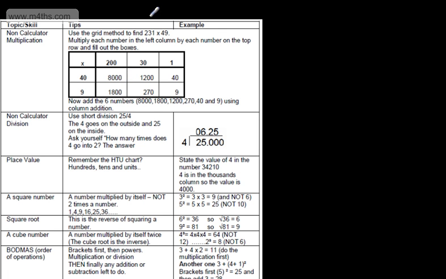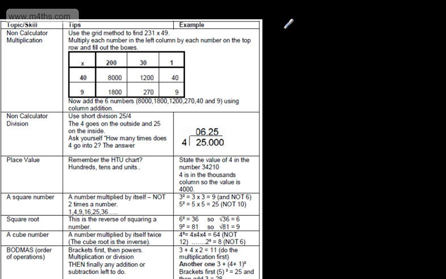So here we're asked to multiply 231 by 49. I've simply split 230 and 1. So we've got the hundreds, the tens and the units. I've got now the tens and the units, and we've gone ahead and multiplied them. So let's have a go at an example.